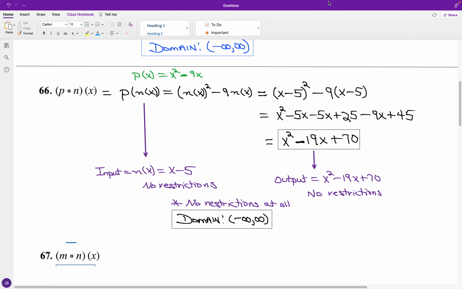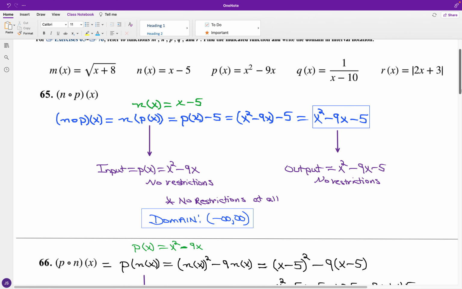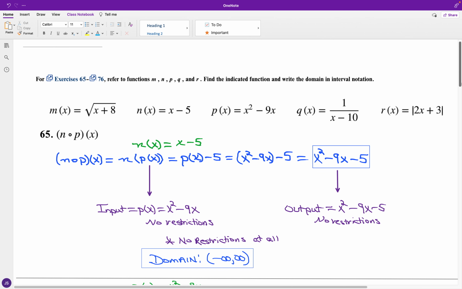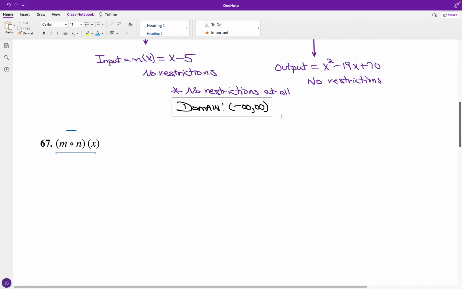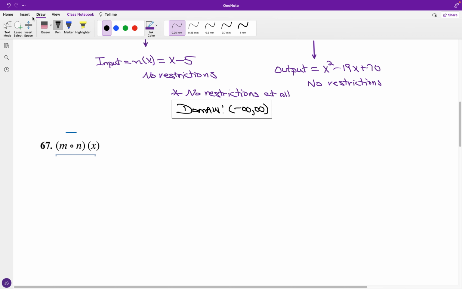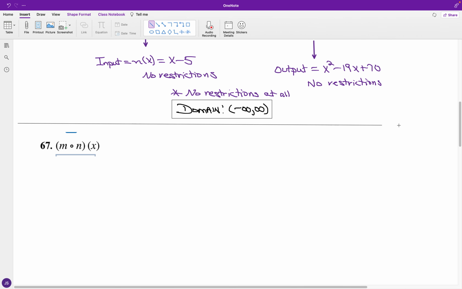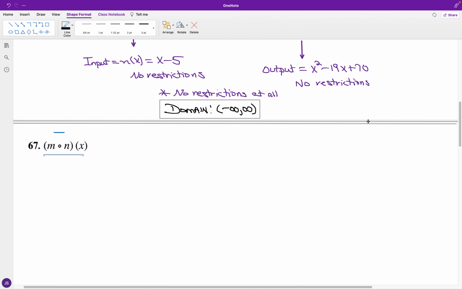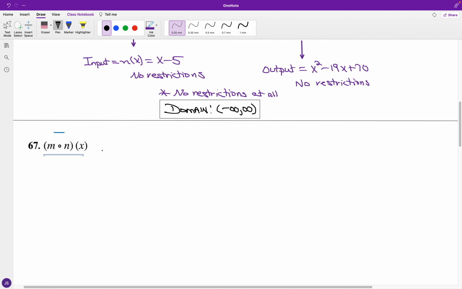Now, for what we have in the case of m composed with n of x, so we have m of x, we have the square root of x plus 8, and again we have it with x minus 5. So for m composed with n of x, the output is in line with m, where m of the input is equal to the square root of the input plus 8.